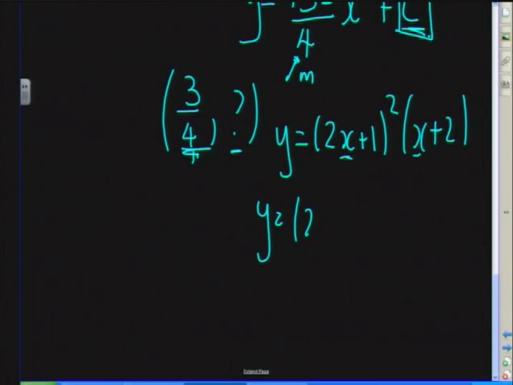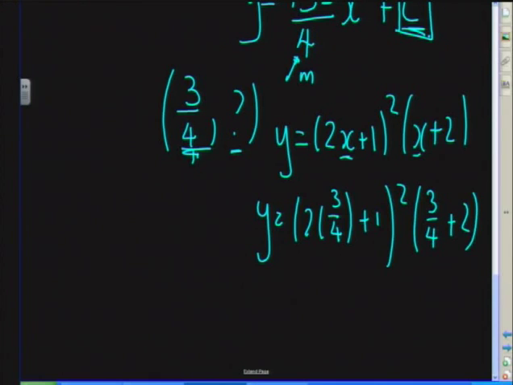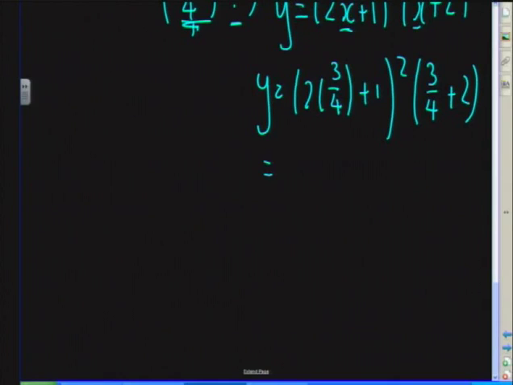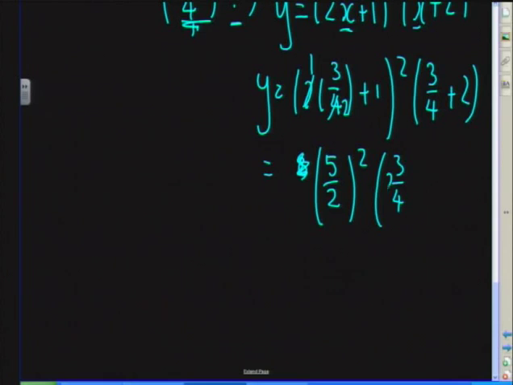It's going to be 2 times 3 over 4. You can put it in this form where we haven't expanded, or you can put it into the expanded form. It really doesn't matter where you put the 3/4 in. So I'm going to get 2 times 3 over 4. 2 goes into itself once, 2 goes into 4 twice. So we get 3 over 2, which is 1.5, plus 1. So we get 2.5, which is 5 over 2, squared, times 3 over 4 plus 2, which is 2 3/4.